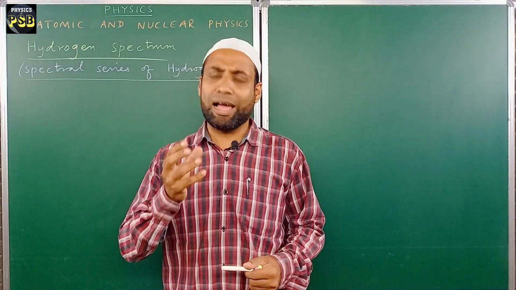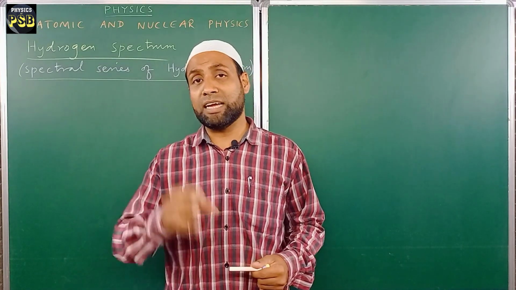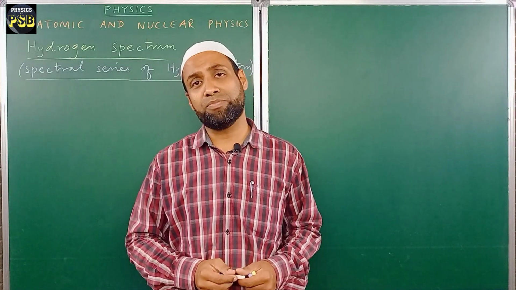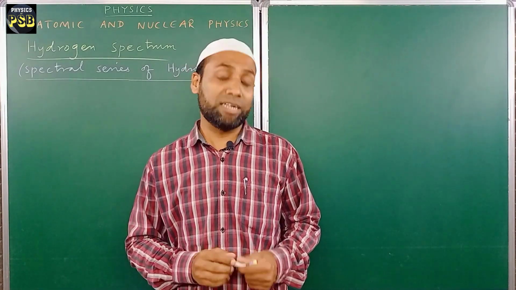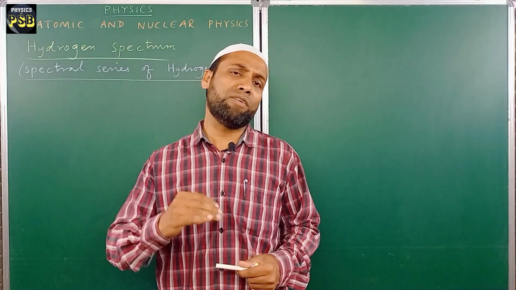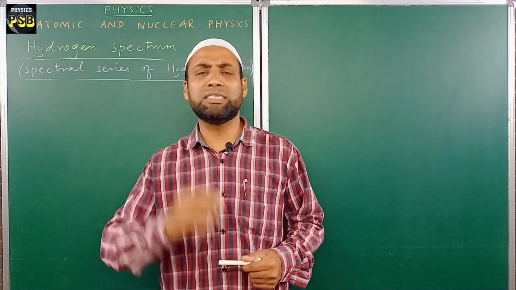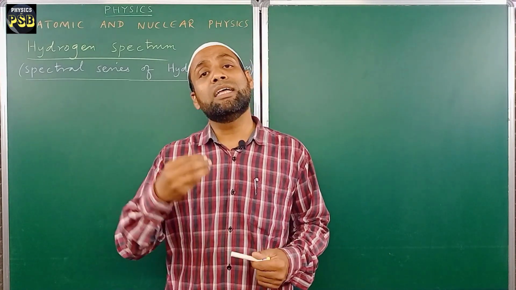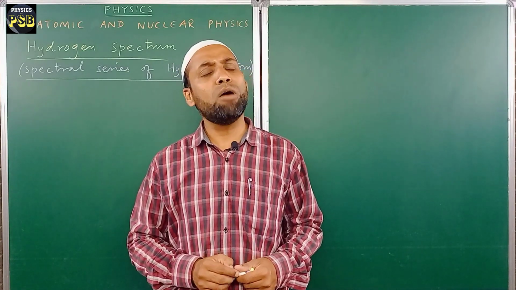When we heat a gas, or due to electric discharge inside the tube which carries the gas, electrons present in the atom of that gas get excited. They move from a lower energy level to a higher energy level. They stay in the higher energy level for a certain period of time. When they return to the lower energy level, they emit radiation which forms spectral lines.